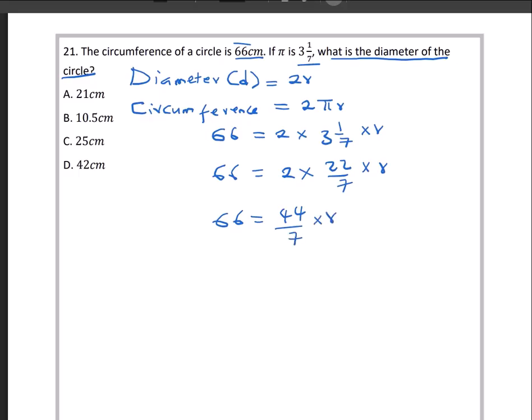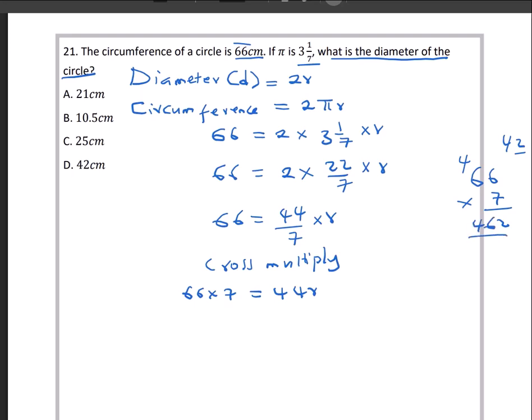So what we'll do, let's cross multiply, so that we can have 66 times 7 is equal to 44r. Let's do that. 66 multiplied by 7. 7 times 6 is 42. So I'll write down 2, carry 4. 7 times 6 again is 42, plus 4 is 46. So we'll have 462 is equal to 44r.